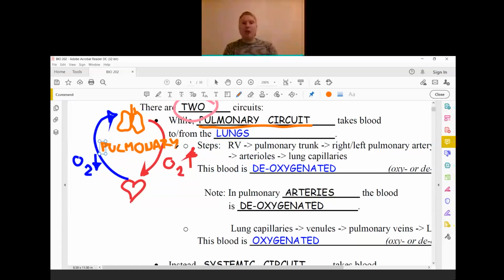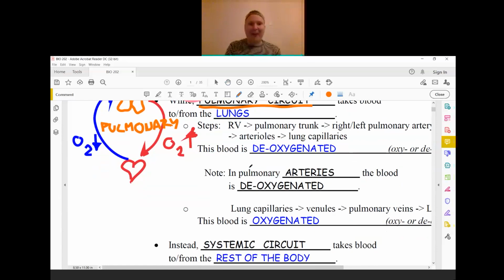And we're going to continue our discussion with the second loop that we have for the blood. And this second loop is going to be called, let's see, this looks better. It's going to be called our systemic loop. This blood that leaves from the heart to the systemic loop goes to the rest of the body.